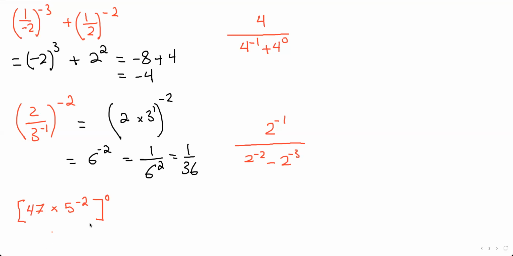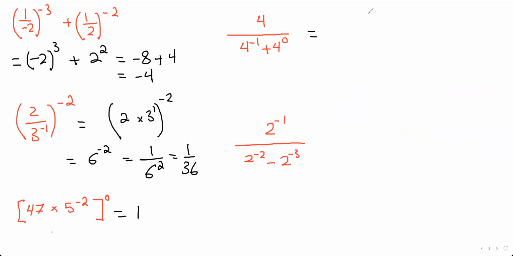So even though we have a lot of stuff here, 5 to the power of negative 2 times 47, anybody who's going to start working on this first and get into big numbers, they shouldn't do that because they should look at the exponent outside. The exponent outside is 0. As I said, it doesn't matter what's inside the bracket. If the exponent outside is 0, then you end up getting 1 regardless. Okay, so that's 1.